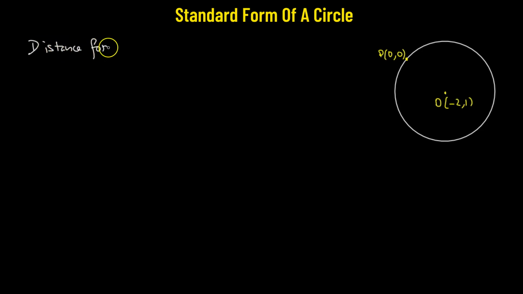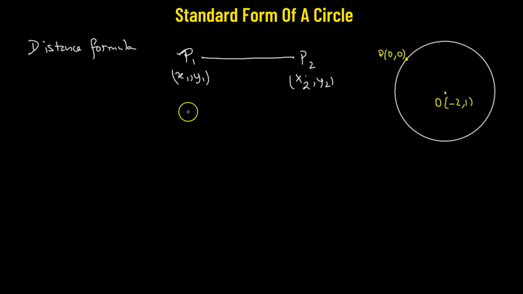The distance formula states that, let's say we have 2 points, P1 and P2. P1 has a coordinate, let's call it x1 comma y1, and P2 has the coordinate x2 comma y2. If we want to find the distance between P1 and P2, which is a straight line, then P1P2 is given by the square root of the square of the difference of the x coordinates, x2 minus x1 whole squared, added to the square of the difference of the y coordinates.